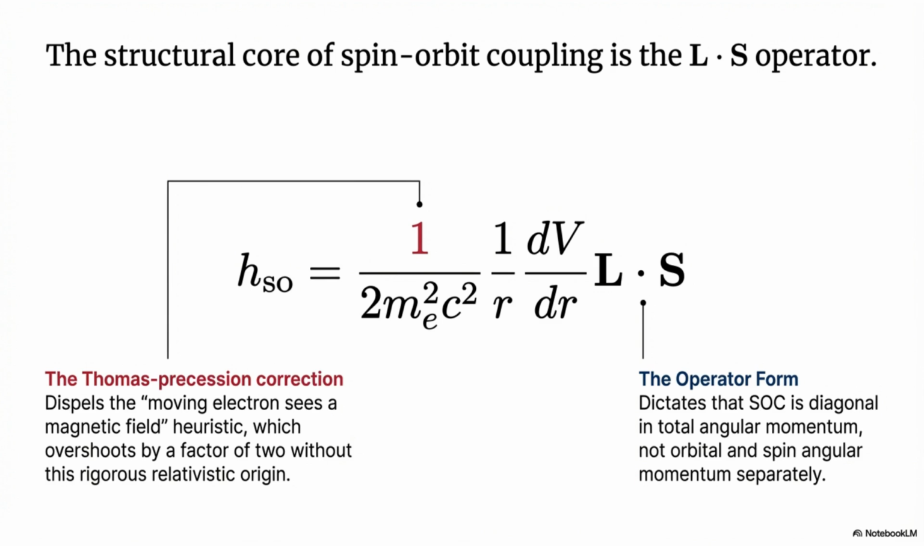The prefactor includes the Thomas precession correction, which is necessary for a rigorous relativistic origin. The operator form dictates that SOC is diagonal in the total angular momentum, J, not L or S separately.